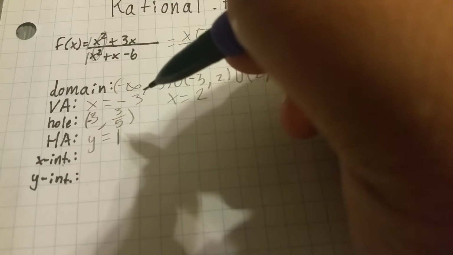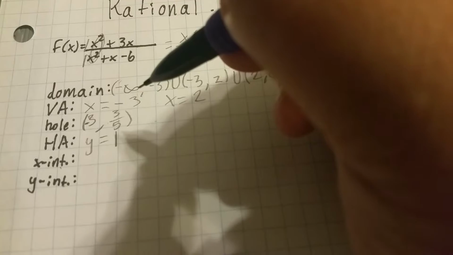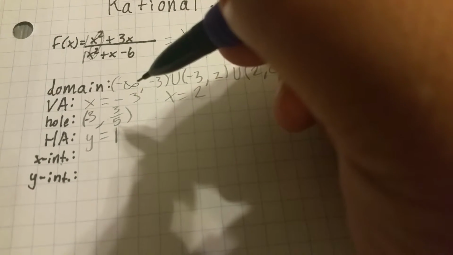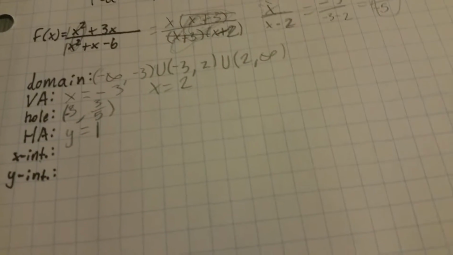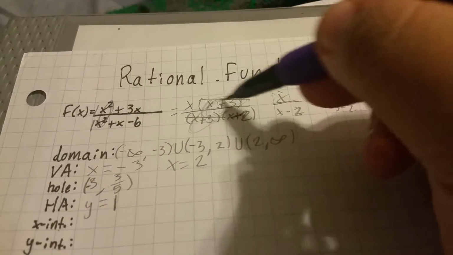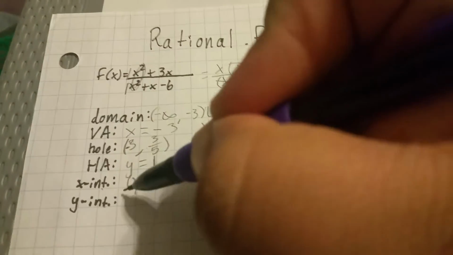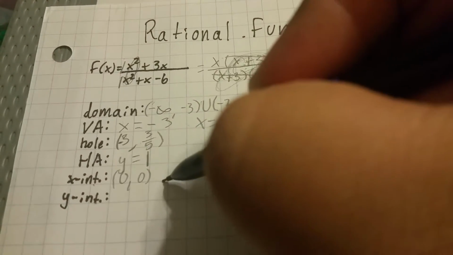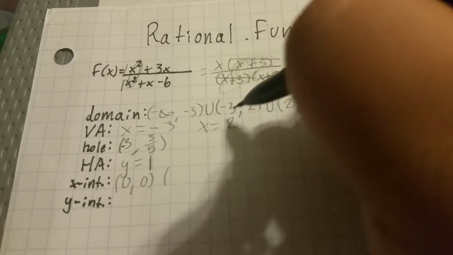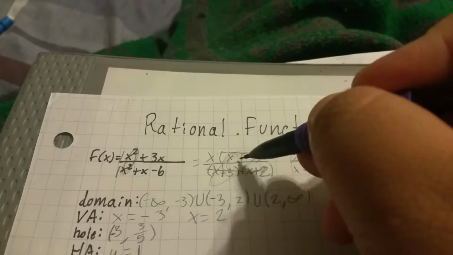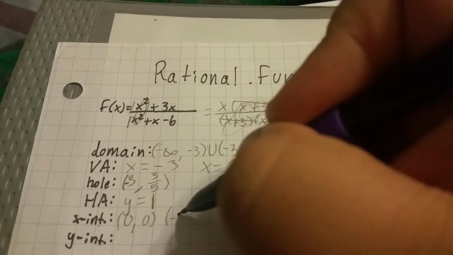Now, to find the x-intercept, you plug in 0 for the numerator. So basically whatever the zeros are for the numerator, which in this case are the origin, once again, and the -3, 0.